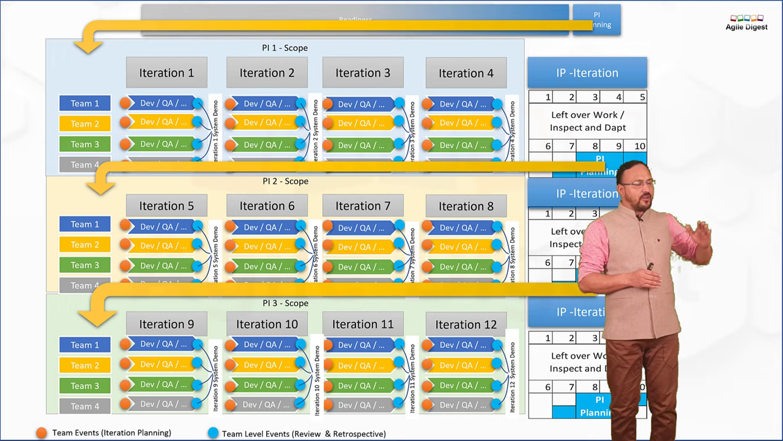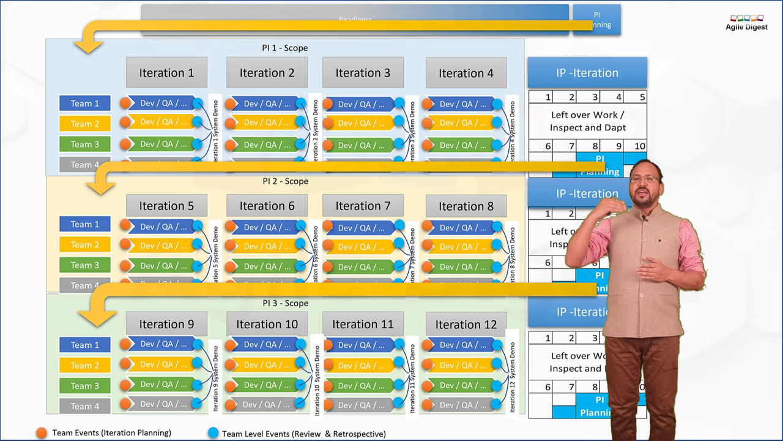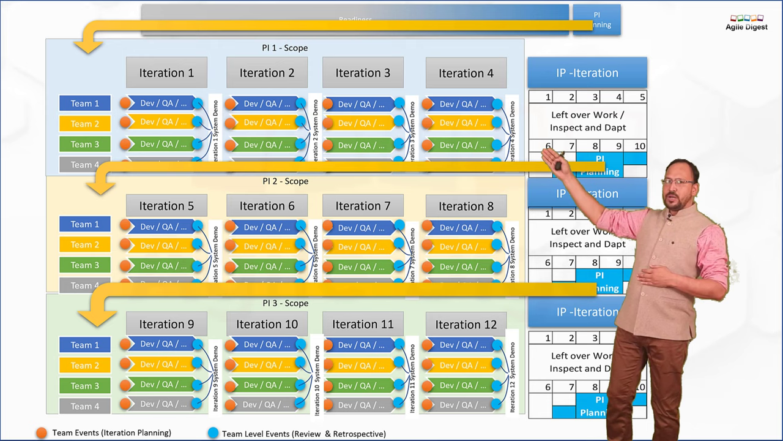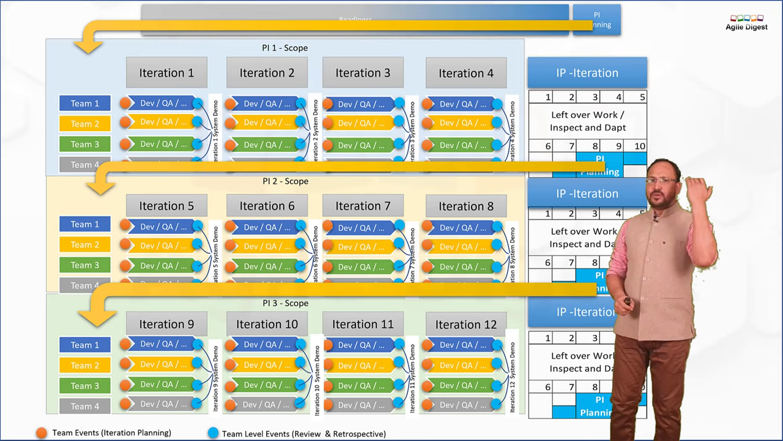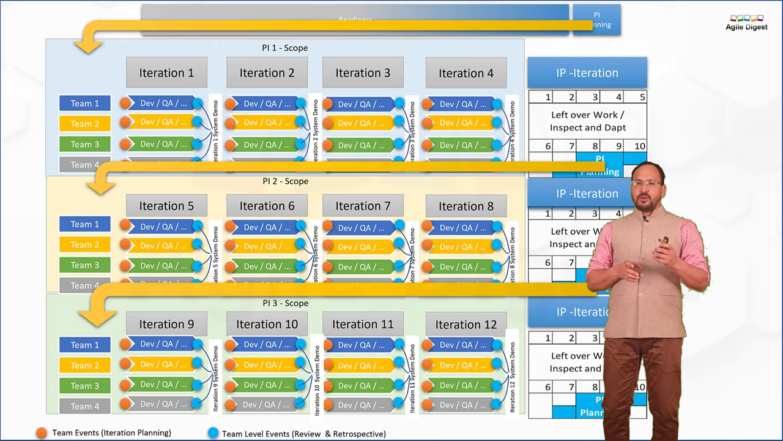So here from this diagram, you can see at every PI planning, we are getting some scope of the upcoming PI development. So IP iterations at the top, what you are looking at, we are having our first PI planning, then we are having PI 1, then we are having another PI planning, we are having PI 2, then we are having another IP iterations and PI planning under that, and we are having our PI 3.